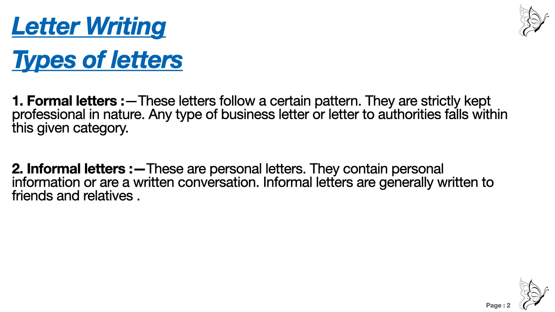Number 1 is formal letters and number 2 is informal letters. These letters follow a certain pattern. They are strictly kept professional in nature. Any type of business letter or letter to authorities falls within this category. Now, when you write a business letter, when you write a leave letter to the principal, when you write any other letter which is for official use, okay, then these types of letters are called formal letters.